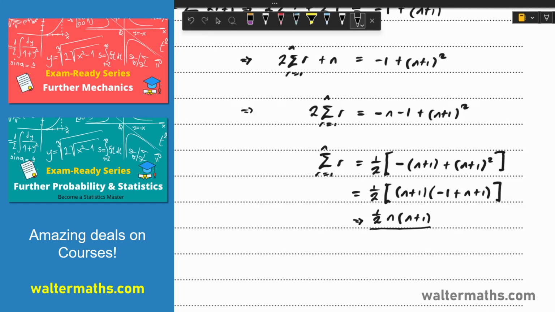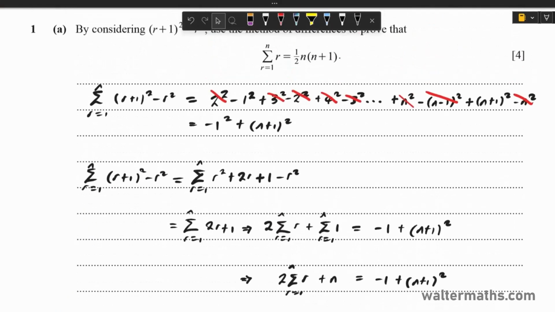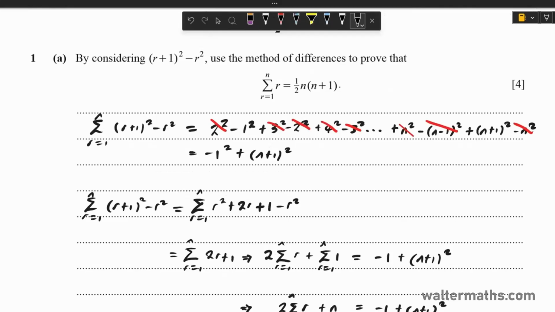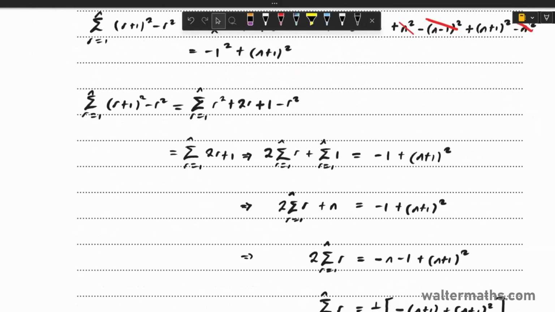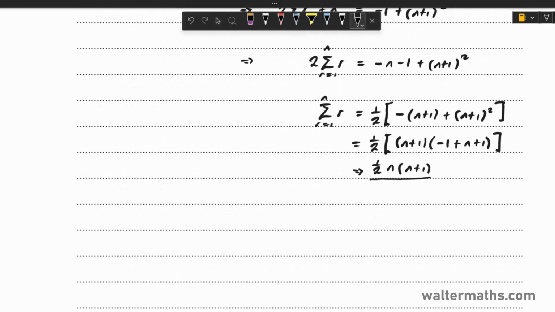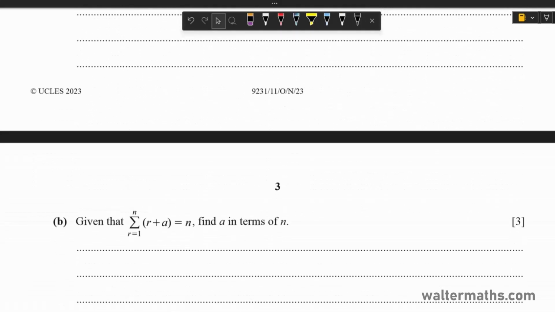Okay, so going back, you can see that the question actually wanted us to show that the sum to n of terms of the form r is half n of n plus 1, and that is actually what we got right here. All right, so we're saying therefore the sum from r equals 1 up to n of terms of the form r is half n of n plus 1, therefore shown or proved. Okay, so we're done with this part. Let's go on to part B.